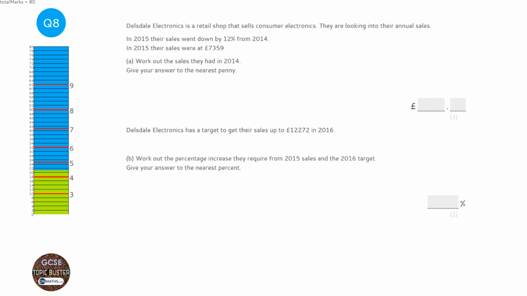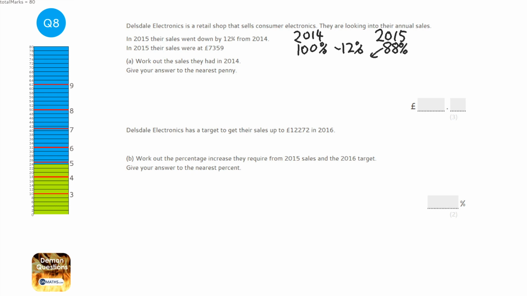Okay, so question A is about reverse percentages. So in 2014 and 2015, well, let's have a look. So the sales went down between the two. So if we start off with 100% and they went down 12%, what we're left with? Well, we're left with 88%. Now, as a multiplier, and this is the best way of doing this, 88% divided by 100, make it a decimal, is 0.88. Now that number, 0.88, is what we times the 2014 sales to get 2015.